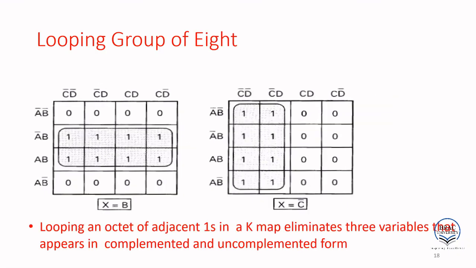And if you are looking at a group of 8, an octet of adjacent 1s in a K-map eliminates 3 variables. So you have A, B, C, D, 3 variables eliminated, just 1 is the output. If you look at here, it becomes A, B, A prime B. So A prime is cancelled, it becomes B, and here all is cancelled. So only B. Same here, all becomes cancelled. A, B, it becomes C prime, D prime cancelled, it becomes C prime.